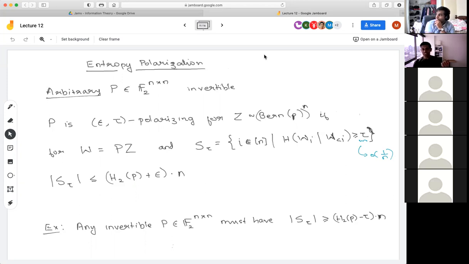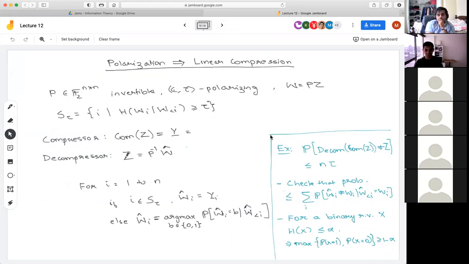If you just look at Z itself, the entropy of every position is the binary entropy of P, even conditioned on previous stuff, because all positions are independent. So each entry of Z has the same entropy. Now you multiply it with this matrix P, and now some positions have a lot of entropy, some positions have basically 0 entropy, and so that's intuitively a compression scheme, because we only should care about the positions with a lot of entropy, and let's make this precise.